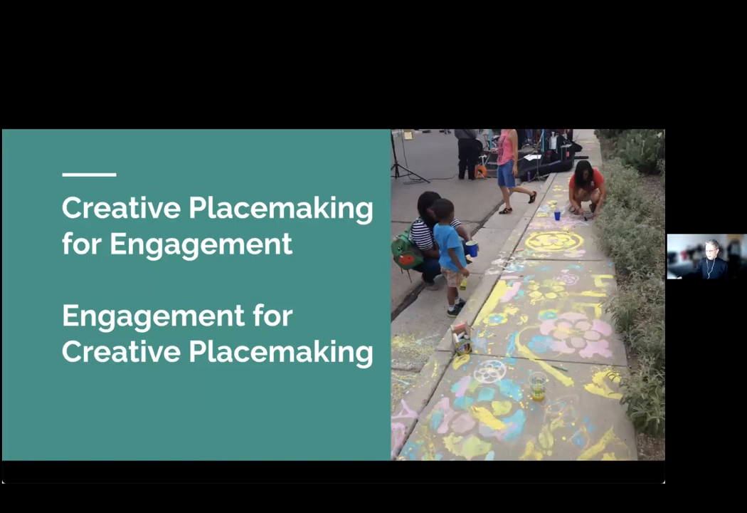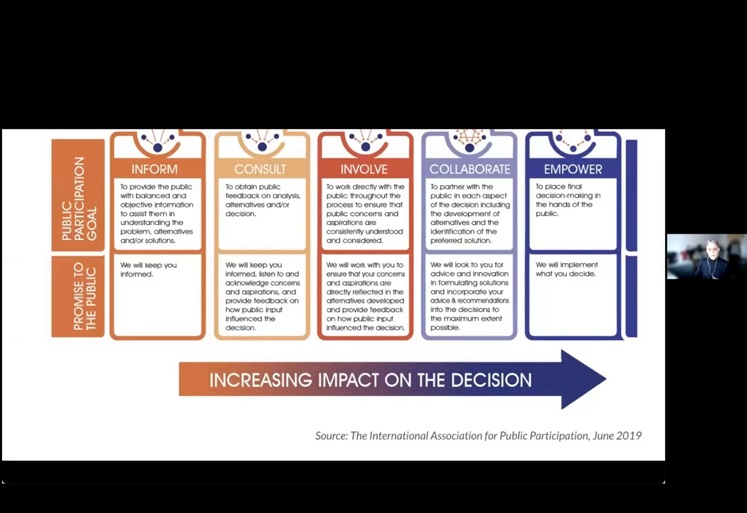So again, I want to point out this idea that creative placemaking can be a key part of a community process, as well as an outcome of your project. This means, how do you act creatively from beginning to end? And what is the difference between community engagement and involvement?